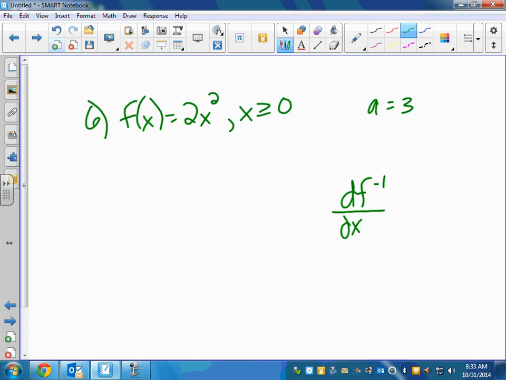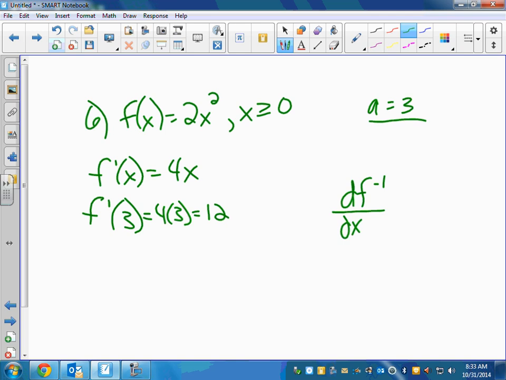So step one is find the derivative of the function at the value they give you. And so I can say f prime of x is 4x. So I can say f prime of 3 is 4 times 3, which is 12. They want you to find the derivative of the inverse at the appropriate point on the inverse function. You're not finding the inverse derivative at 3.